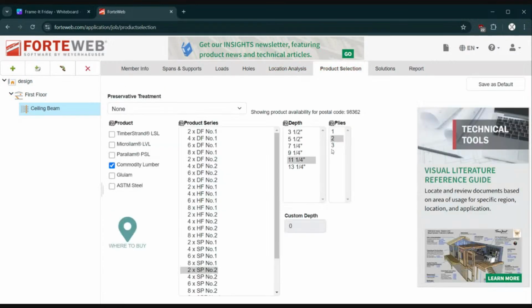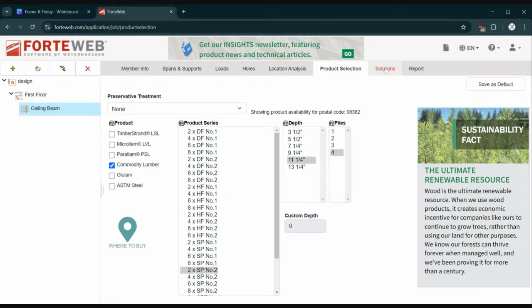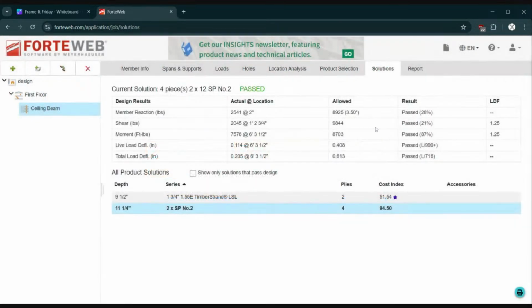So we'll go back to product selection and we'll say how many plies? Well, let's add another ply. So now there's 3 2x12s, glued and screwed and nailed and all that stuff. How are we doing? Well, now we're down to 124 right here. So we're doing better. It's getting stronger. Let's keep going. So we've got 4 2x12s. Now how are we doing? Okay, we passed. We're 87%. We usually don't like to push this number over 90% because that's asking for problems.